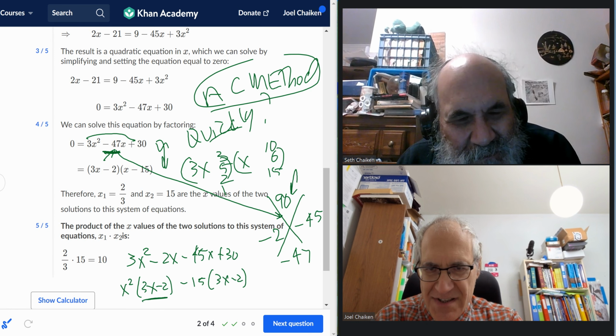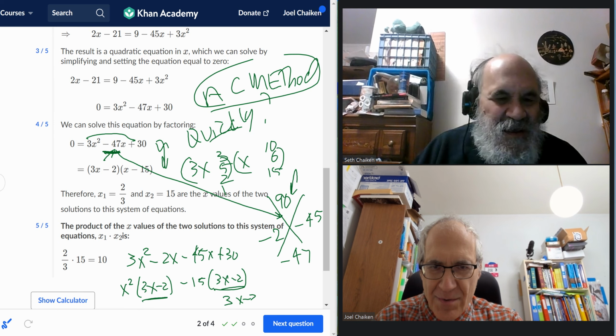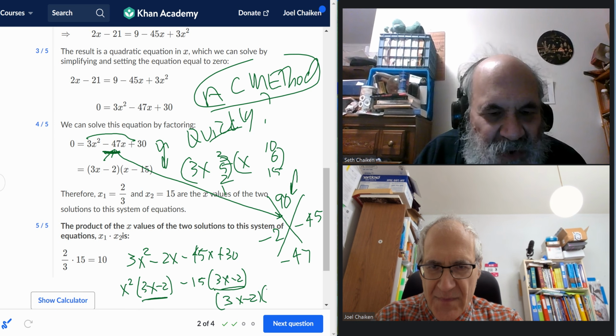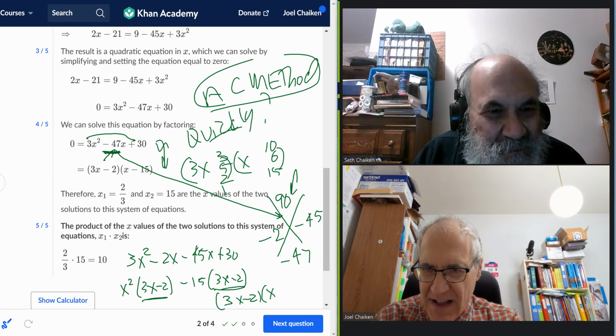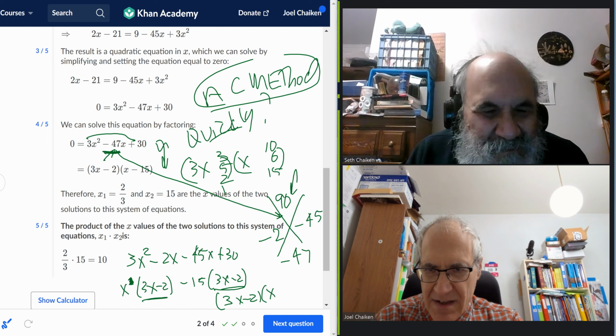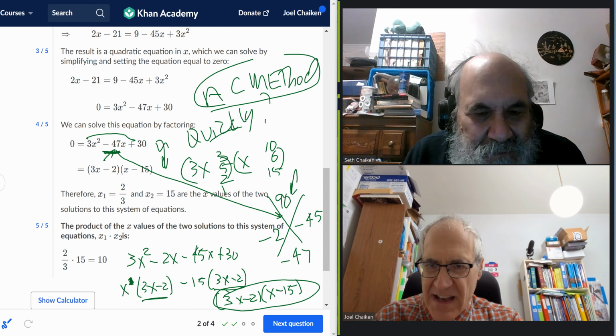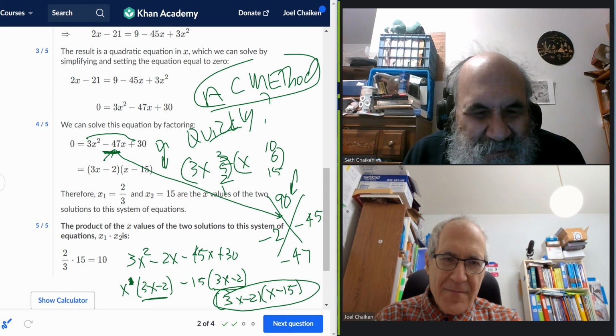This again is a GCF factoring. See, 3x minus 2 is common in both terms. Then you do 3x minus 2, keep going. I'm gonna scribble. Times x. It's not an x squared, it's only an x. I made a mistake. x minus 15. And that is how you factor it. It's a long, disgusting process.